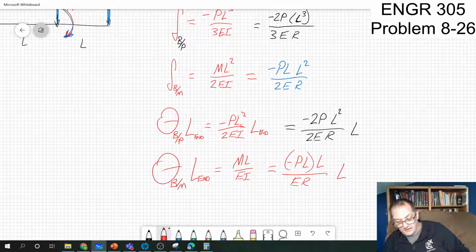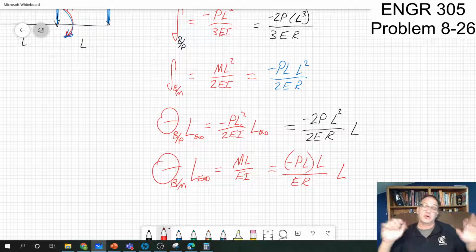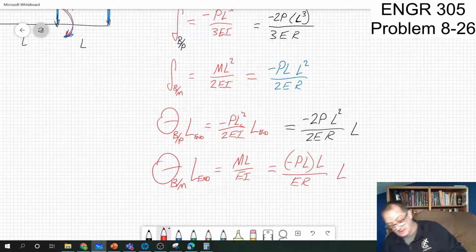Now, if you looked up here, we had PL cubed over 3ER. Here we have PL cubed over ER. So we're still matching our units up. We're still good on that front.